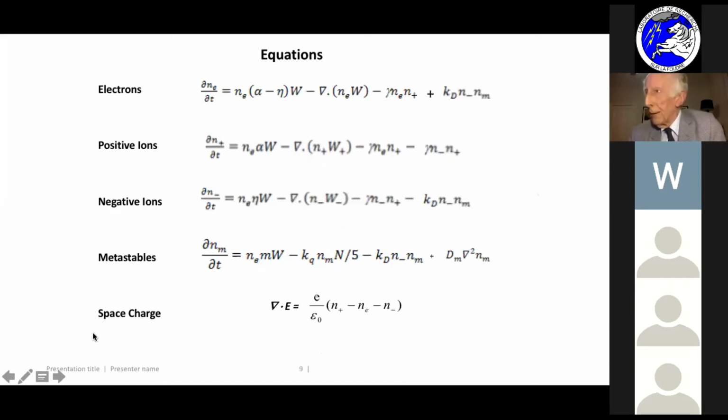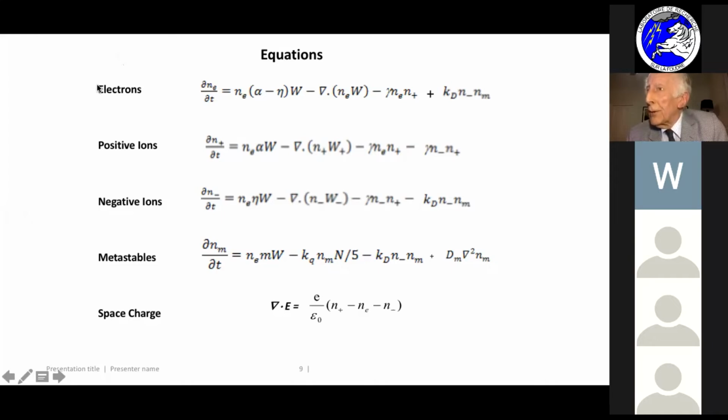Equations, of course, exist for the rate of change of electron densities, positive ion densities, negative ion densities, and metastable densities, all subject to changes in the electric field due to Poisson's equation. And these equations can be coupled and solved. And I've done it for 2 dimensions for one particular model case.